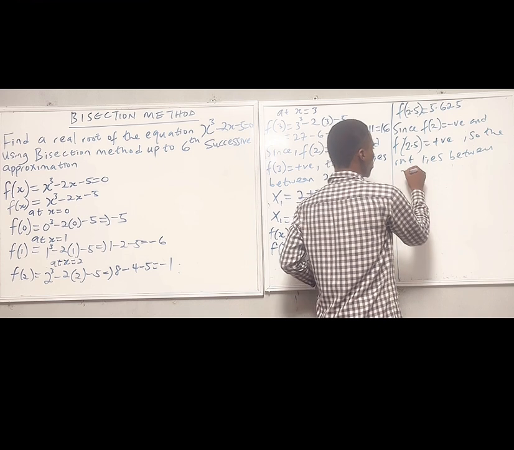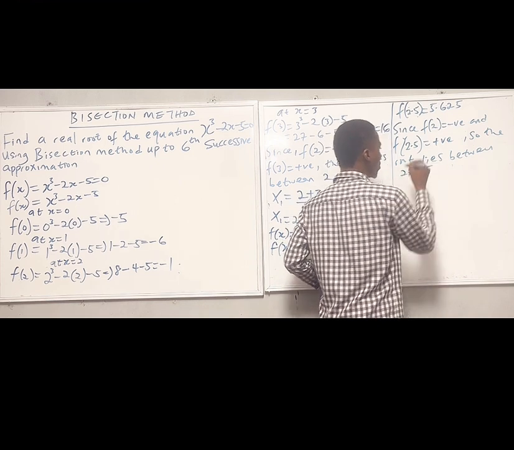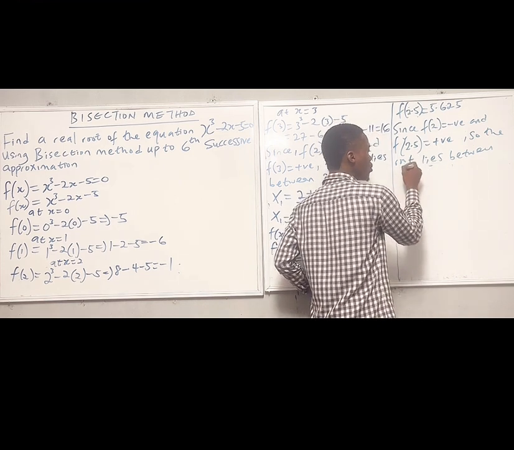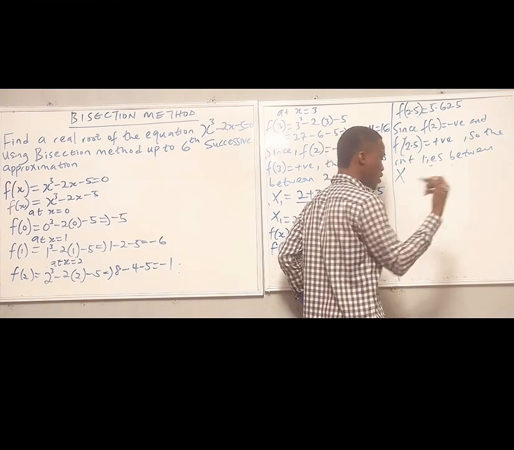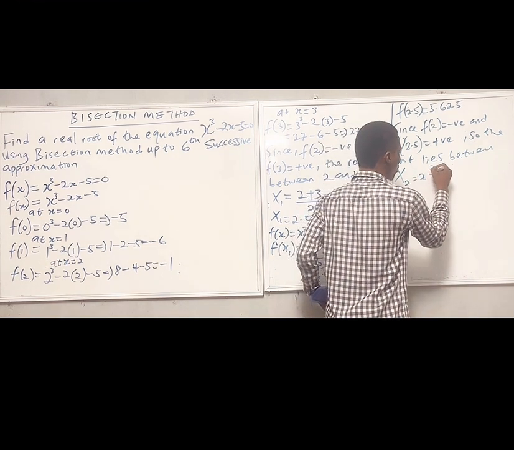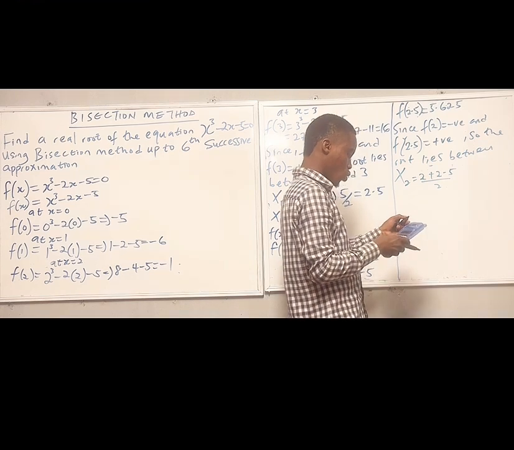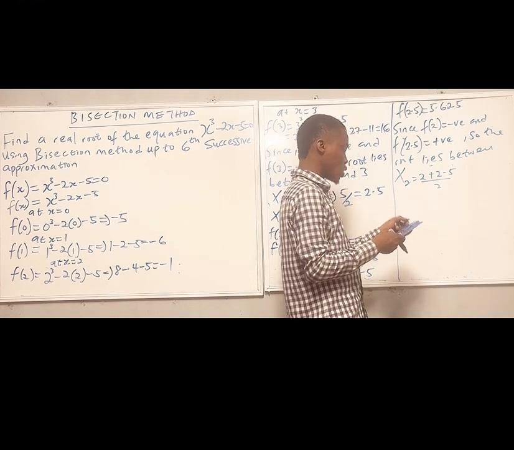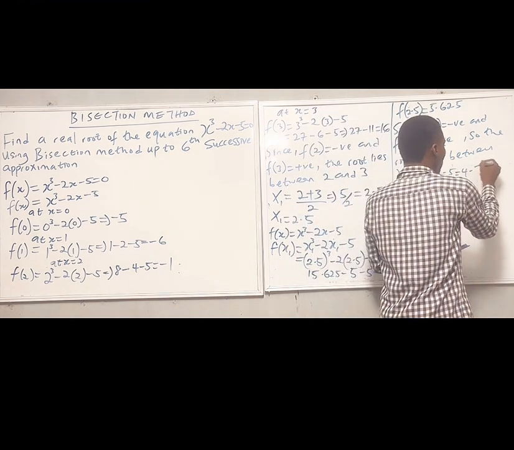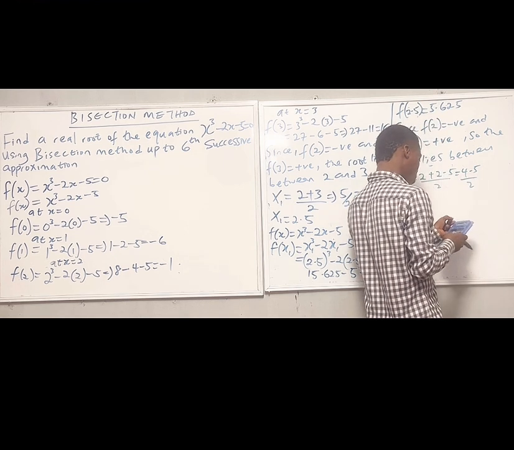So I'm going to have 2 plus 2.5. That is our midpoint, so our midpoint will give us x2. 2 plus 2.5 all over 2. So 2 plus 2.5 is 4.5, and 4.5 divided by 2, I have what?